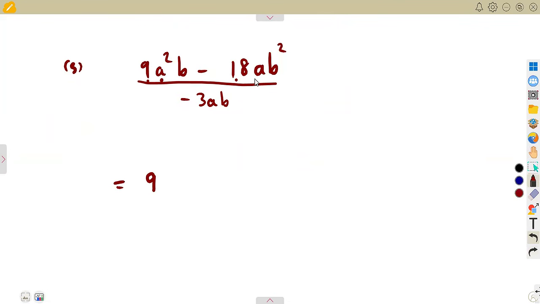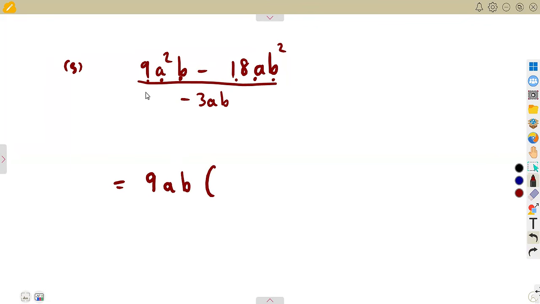Between a squared and a, which one are you going to take? The one with the smaller exponent. That's the highest common factor. So we take A, which is the same thing between B and B squared. We take the one with the smaller exponent, which is a B. So this is what you're going to have as your highest common factor.